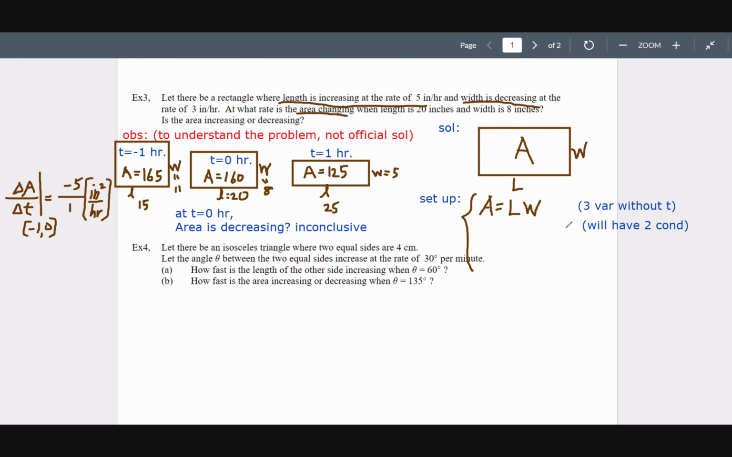Now, what are the conditions here? We have dL/dt. So what is dL/dt? How is the length changing per time? The length is increasing at the rate of 5, so this is equal to 5. It's actually plus 5. The signs are significant. Therefore, this is 5 what? Inch per hour, if you will. So we want to be able to put the unit here.